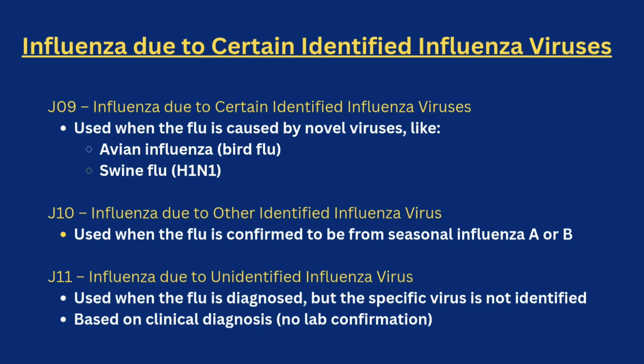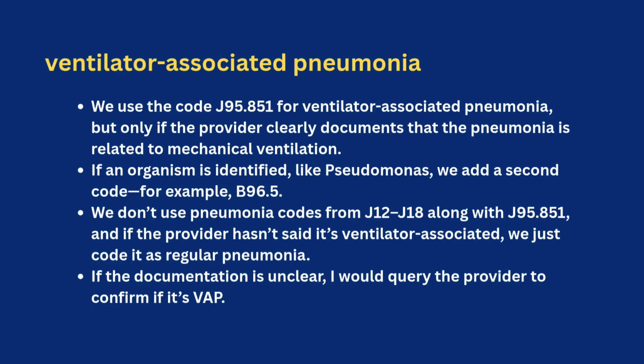Next comes influenza due to certain identified influenza virus. For this we have J09, J10 and J11. J09 is influenza due to certain identified influenza virus. It is used when the flu is caused by novel viruses like avian influenza or swine flu. J10 is influenza due to other identified influenza viruses and J11 is unspecified virus.